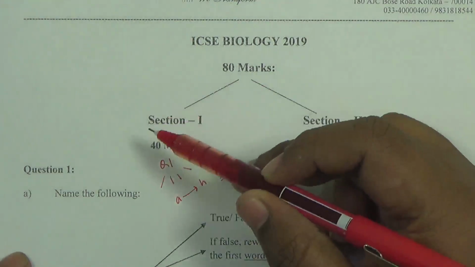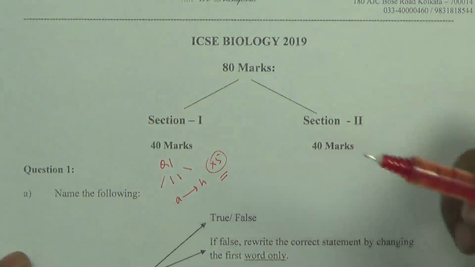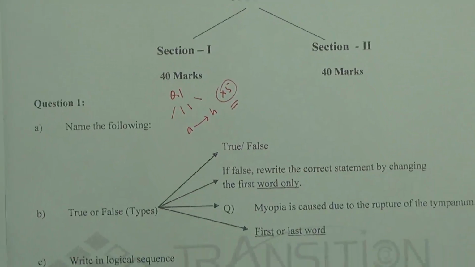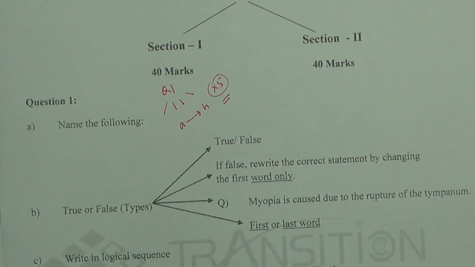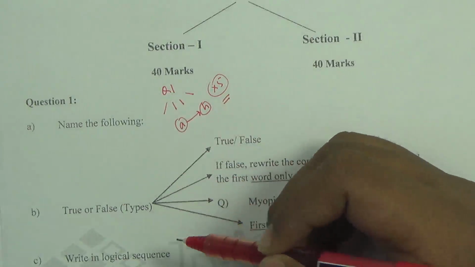Now this section is especially very crucial because you do not have any options for this section, right? And let us discuss what types of questions can come from parts A to H of question number 1.